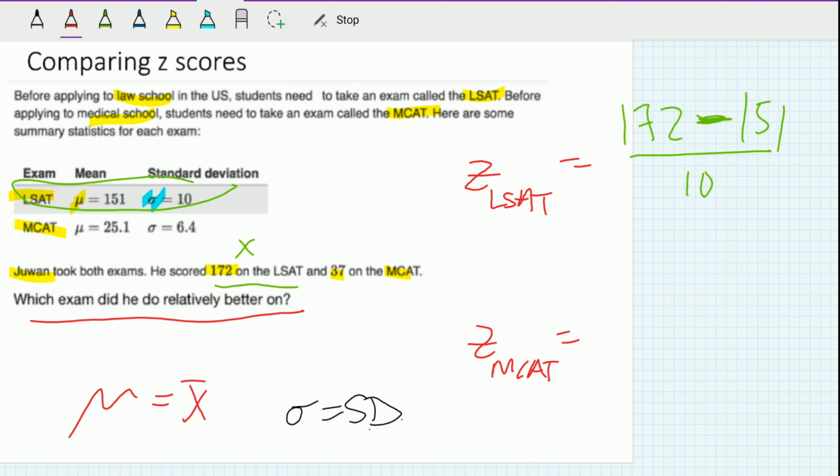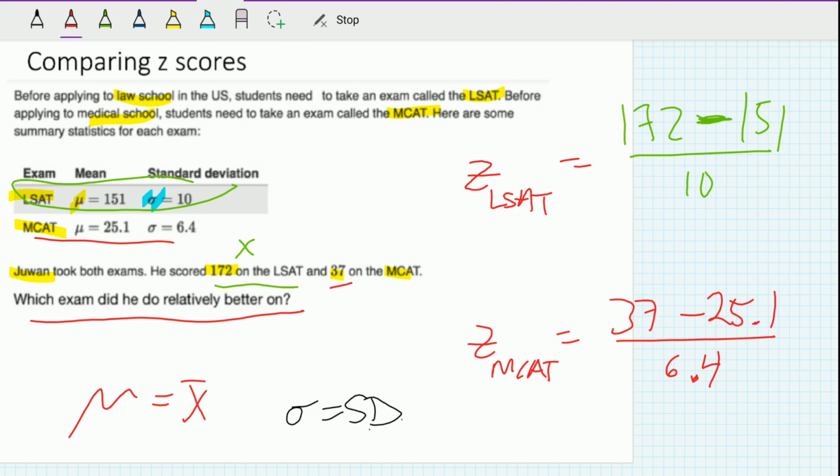And then let's do the MCAT. He scored a 37 on the MCAT. Then the average was 25.1, and the standard deviation is 6.4. What I'm going to do now is grab my calculator and calculate these two z-scores, and just see which one is greater, right? In a positive direction, of course, because that means he scored relatively better on that one when you compare it to the average and consider standard deviation.